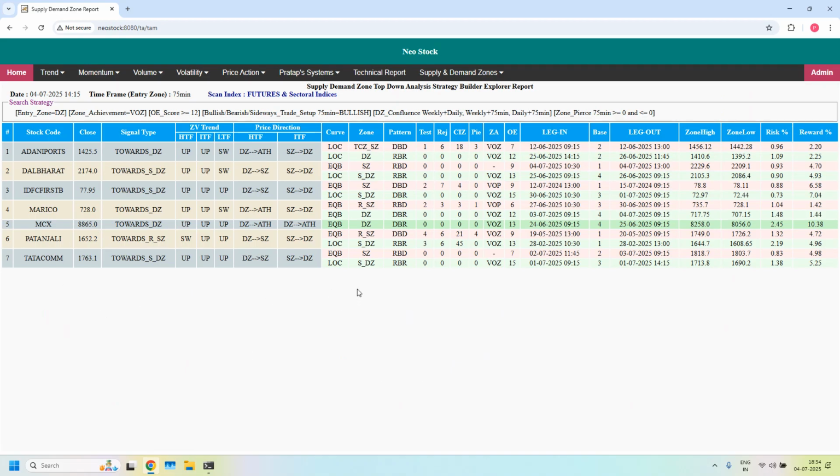In all the 7 stocks, these daily demand zones, all these daily demand zones are overlapped with weekly demand zone, both together again overlapped with monthly demand zone. Sorry for the mistake. These are not daily demand zones. These are the 75 minutes demand zones. All these 75 minutes demand zones are overlapped with daily demand zone. Again, both together are overlapped with weekly demand zone.